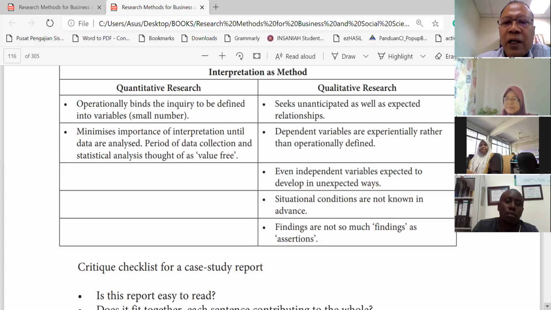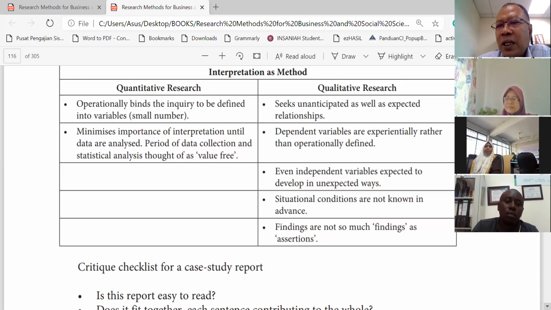Even independent variables are expected to develop in unexpected ways. So in qualitative research, before collecting the data, the researcher didn't know how many independent variables.